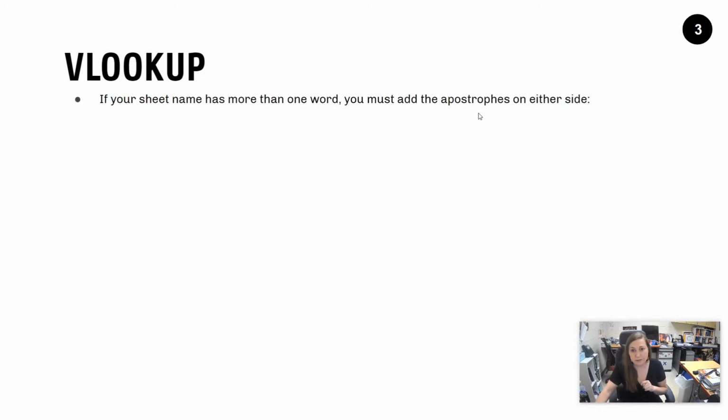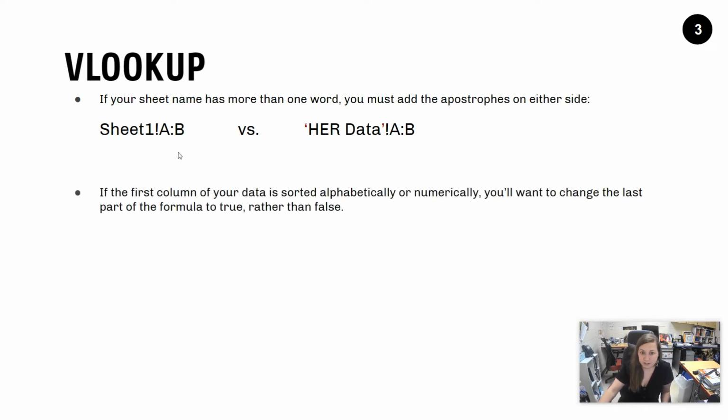If your sheet name has more than 1 word, you must add apostrophes on either side. So in the first situation, we just had Sheet1. Don't worry about apostrophes in that case, because it's all 1 word. So if there's a space in between, you've got to have those apostrophes. If the first column of your data is sorted alphabetically or numerically, then you want to change that last part of the formula to true rather than false. So I almost always use false automatically, and then if there's an issue, I go back and double check to see if it is sorted, and then I'll try true to make sure that it's working correctly.